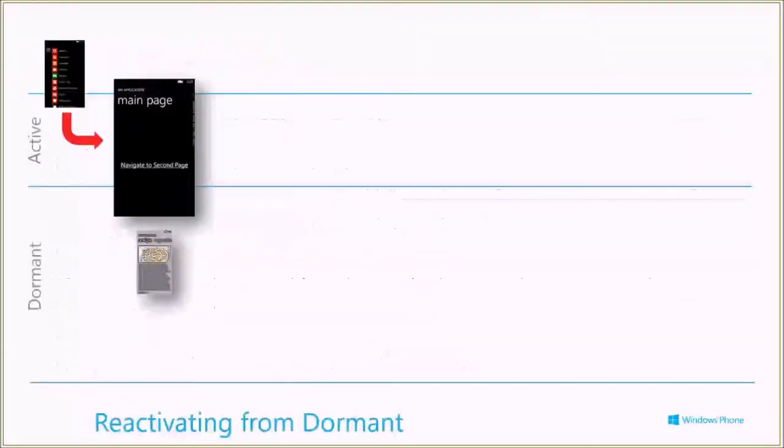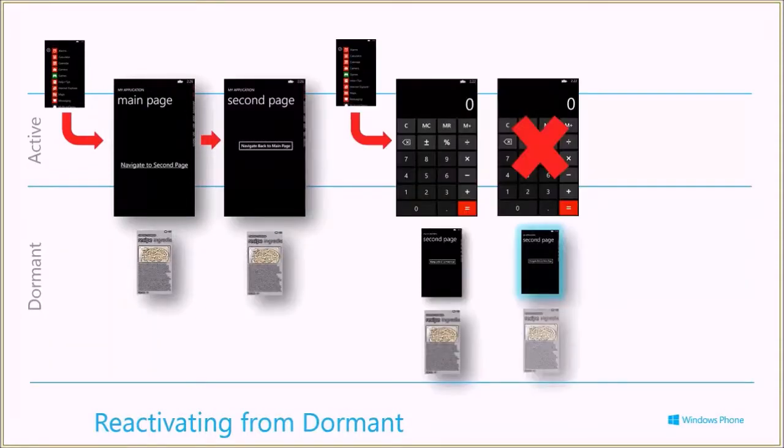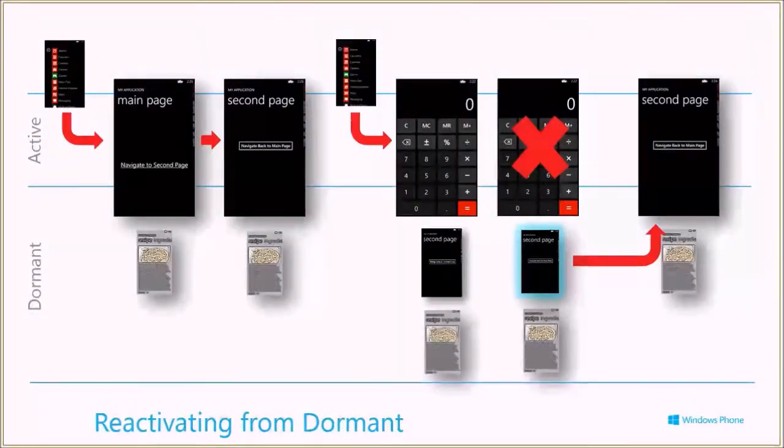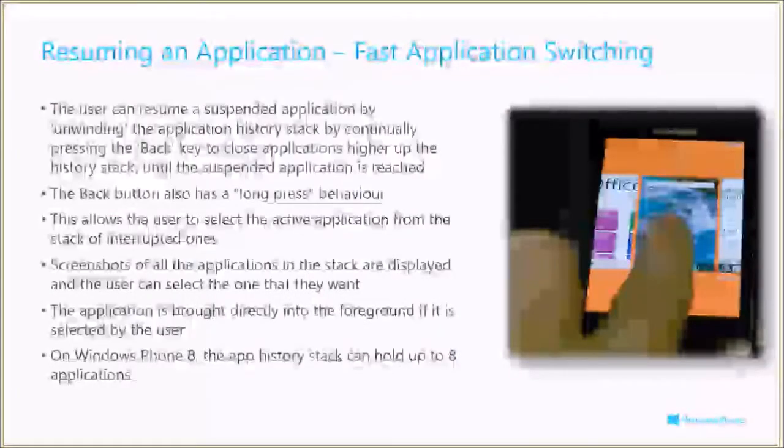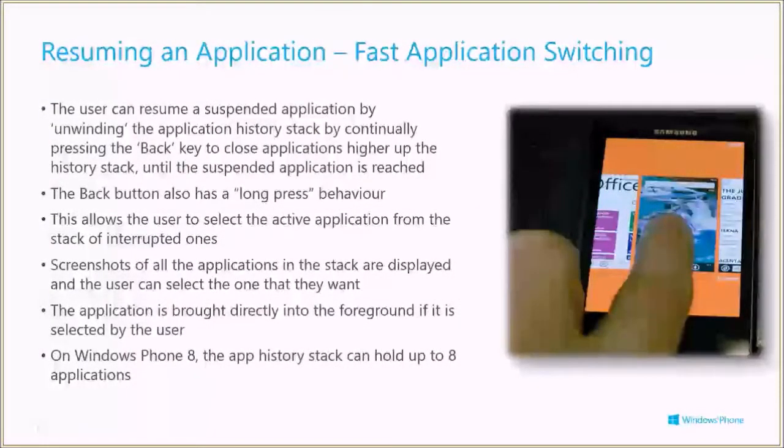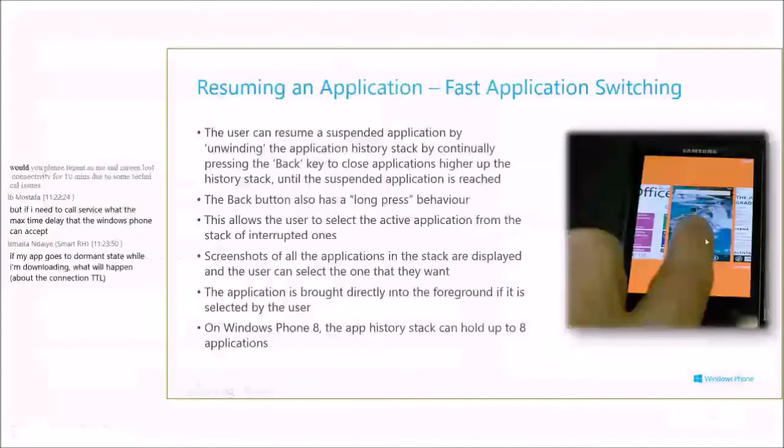Okay, so that was an example. Reactivating from dormant, I think the demo we've shown is more than enough to show that. I didn't want to use slides for that one. Resuming an application, or fast app switching, can happen by pressing the back key, or, as we showed earlier, by a long press on the back button, which shows you thumbnails or screenshots of the latest state of your applications.